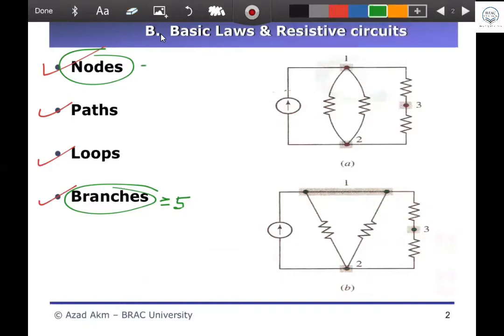How many nodes? Three, sir. Good. This is 1, this is 2, this is 3. A node is the joining point of the branches. So there are 5 branches and 3 nodes in this problem.